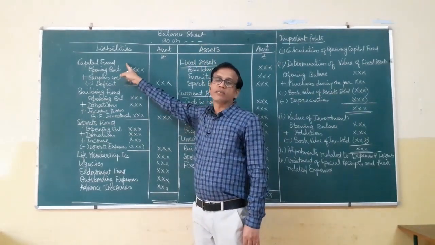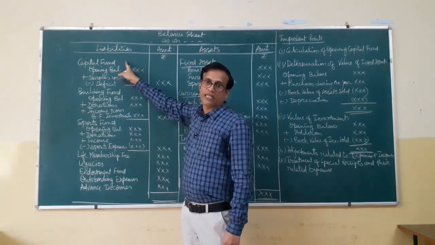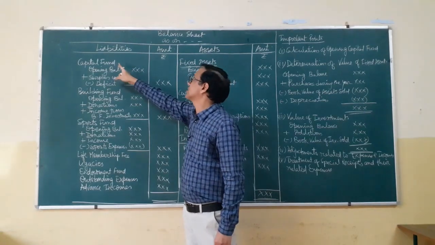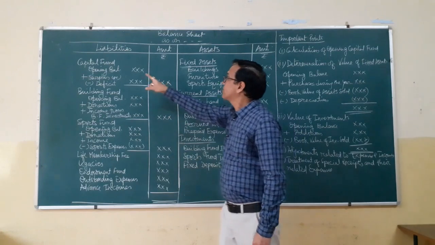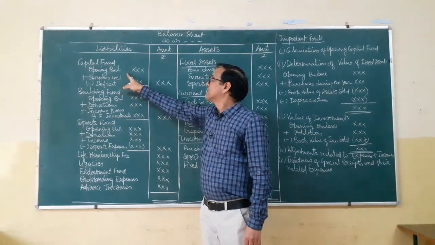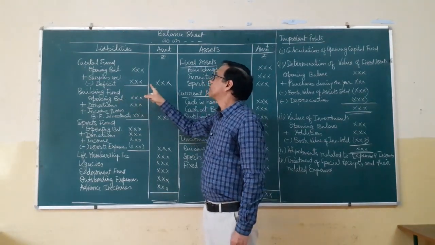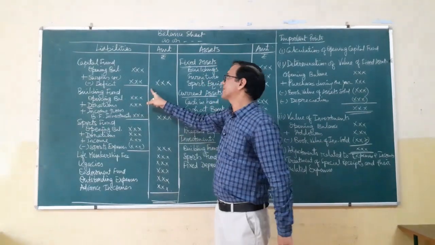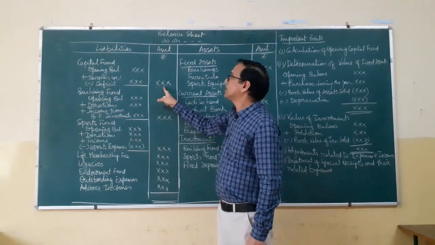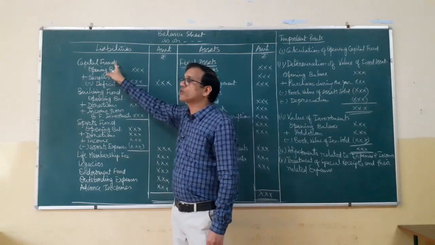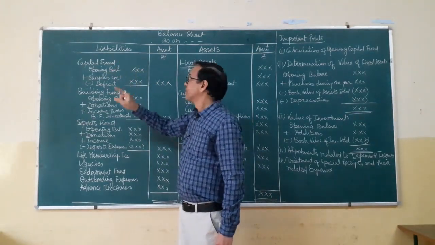Liabilities, first item, capital fund. As there was capital in the balance sheet of profit organizations, here it will be capital fund. For the capital fund, first we take the opening balance, we add the surplus or subtract the deficit which was shown by the income and expenditure account. Then the final amount of capital fund will be taken to the amount column. This capital fund is also known as general fund or accumulated fund.